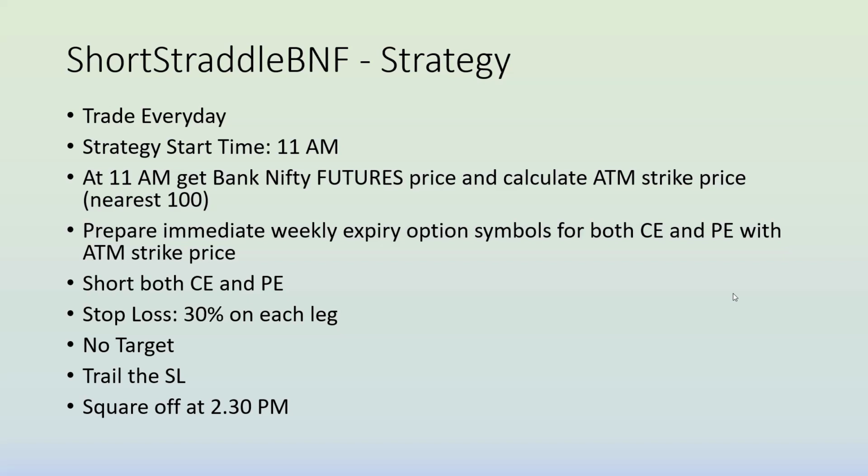This short straddle BNF strategy trades every day, starting at 11 a.m. Get the current market price of futures at 11 a.m. Find the nearest 100 strike price, then calculate the CE and PE symbols of the immediate weekly expiry, short both CE and PE, and keep a stop loss of 30% on each leg. There is no target in this strategy. Trail the SL and square off the trade at 2:30 p.m. if the SL does not hit by 2:30 p.m.